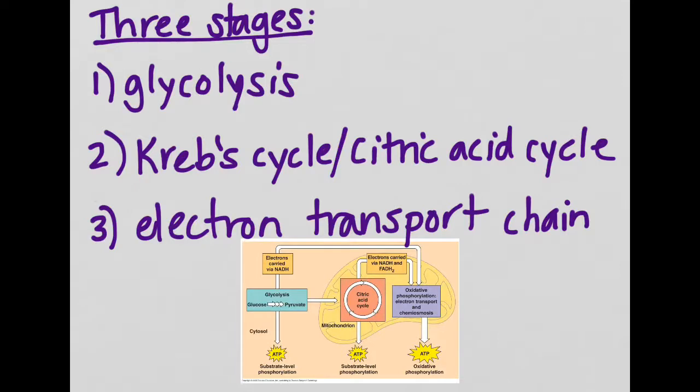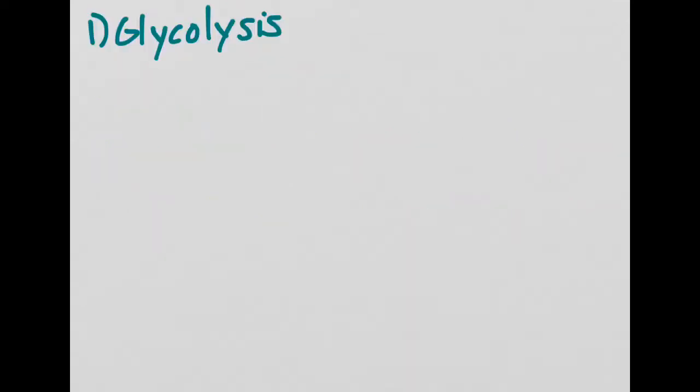Again, this image is showing us where they're happening, right? So glycolysis outside of the mitochondrion, then our citric acid cycle or Krebs cycle in it, and then also the electron transport chain and chemiosmosis happening inside it. We do something called oxidative phosphorylation. Don't worry about that term yet.